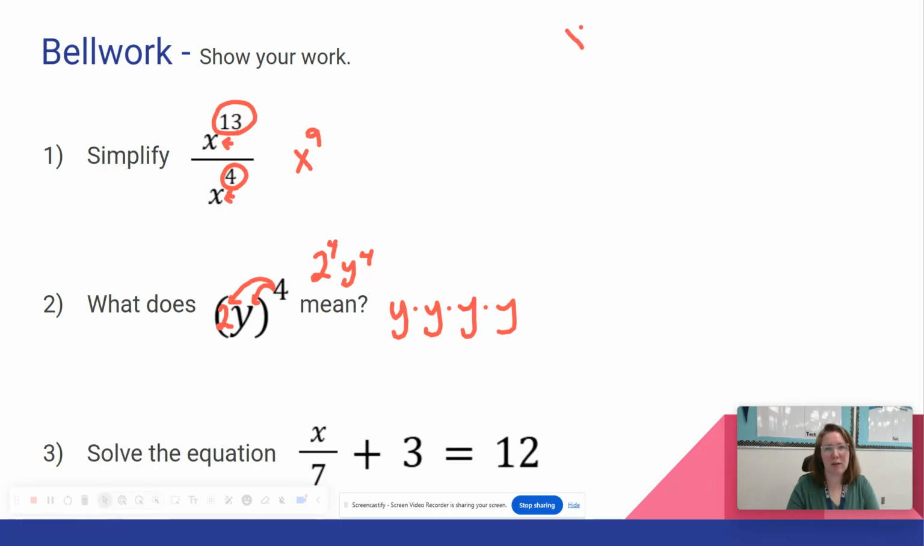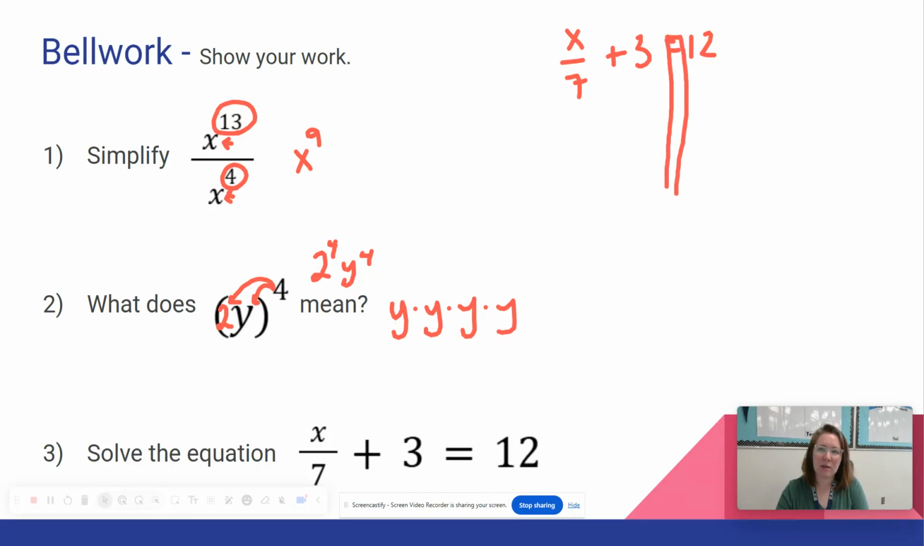I'm going to write it over here so I have more space. This is solving a two-step equation. I like to draw a wall on my equal sign because it reminds me that whatever I do on one side of the equal sign, I also do on the other side of the equal sign. We have to get rid of the thing not attached to x.